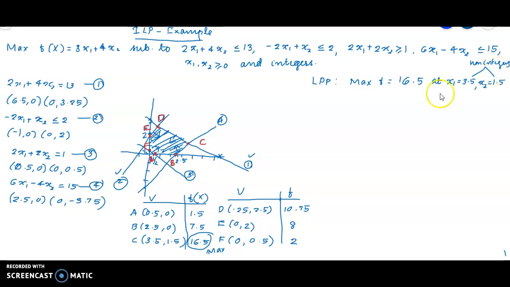Non-integers. The random integers. The first method is to round off the values of x1 and x2. How can we round off? x1 can be rounded to 3 and to 4, since it is 3.5. x2 can be rounded to 1 and 2.